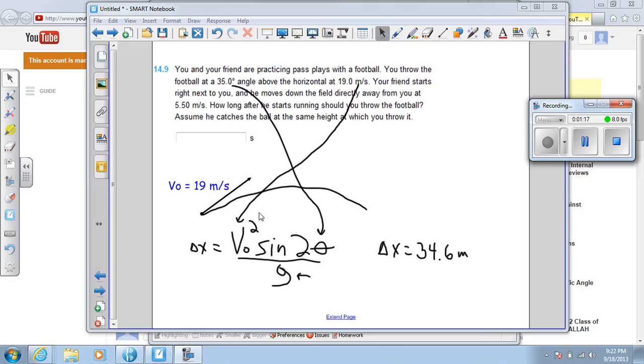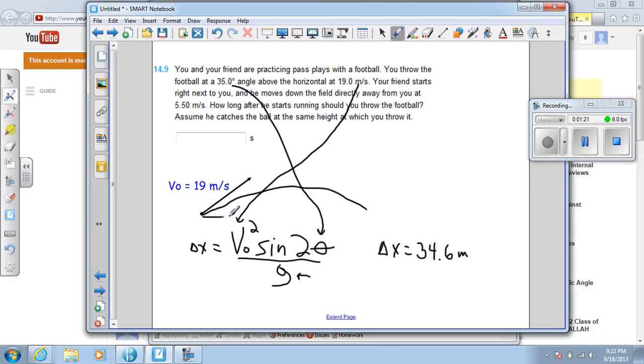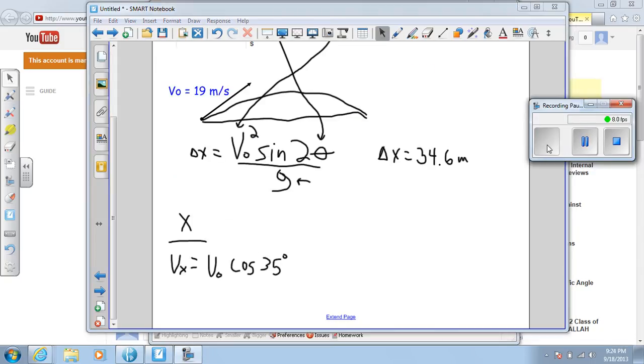So I won't draw that, but that's this delta x, from here to here. Actually, I will draw it. So there's delta x from there to there, and the friend has to run that same distance. So the question is, we need to deal with time now. Now that I know the delta x, I can just look at the x dimension and figure out how much time we're talking about for this path.